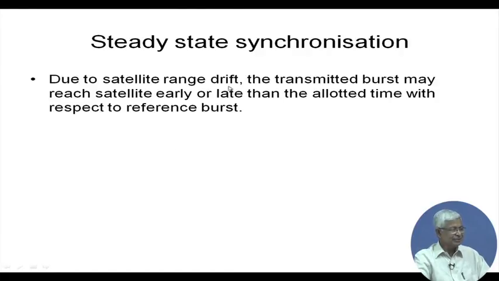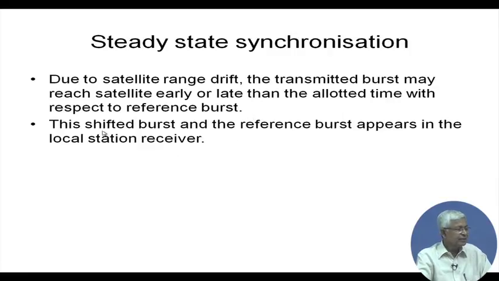Due to satellite range drift, the transmitted burst may reach the satellite early or late than the allotted time with respect to the reference burst, because this is when you have acquired. After that also the satellite is drifting. So, you have acquired and you have fixed the clocks such that it will transmit exactly at that, based on your calculation of the d. But then the satellite itself is drifting. So, there will be more delays, either more or less delays. So, continuous synchronization is required, that is steady state synchronization.